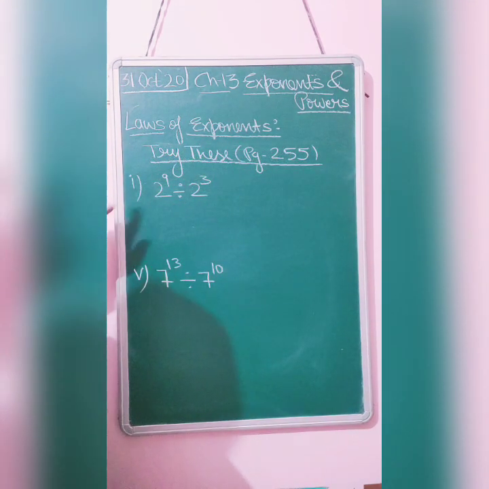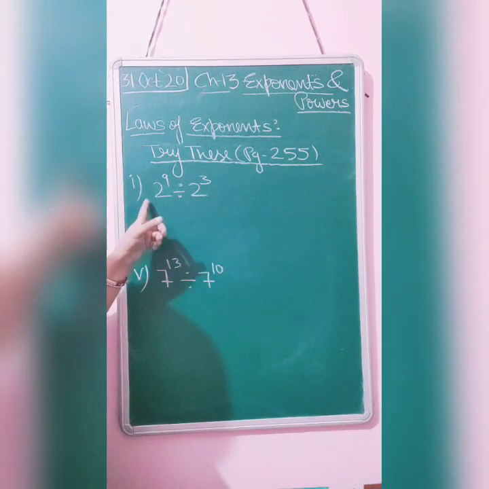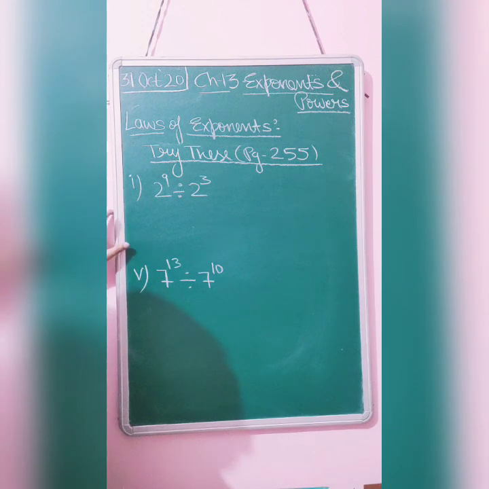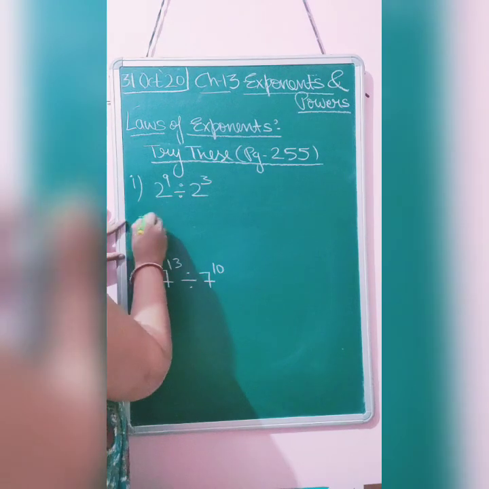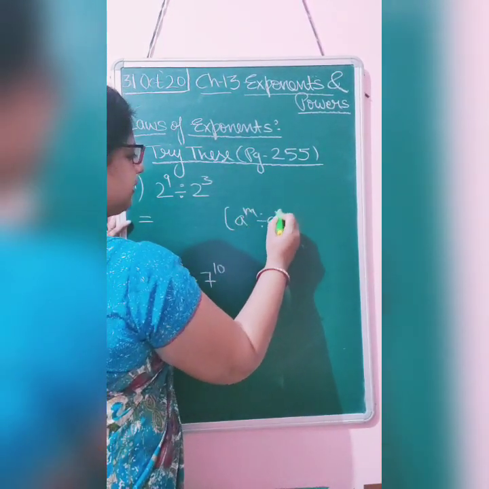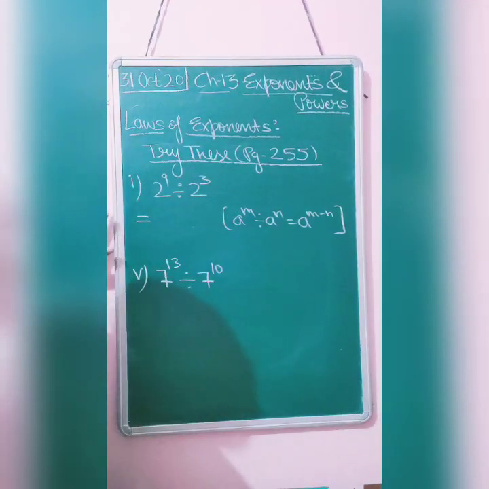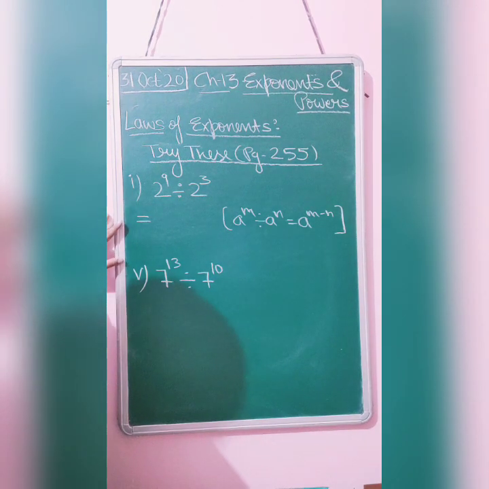Students, now we will try these at page number 255. The law which we have learned, we will use that law. First part we are doing 2 raised to the power 9 divided by 2 raised to the power 3. You can see here all the bases are same but powers are different and we are dividing it. So which law we will use? We will use the law a raised to the power m divided by a raised to the power n is equal to a raised to the power m minus n. You have to write the law in every part where we are using it.